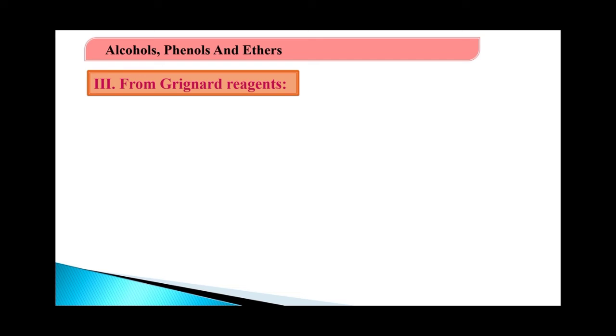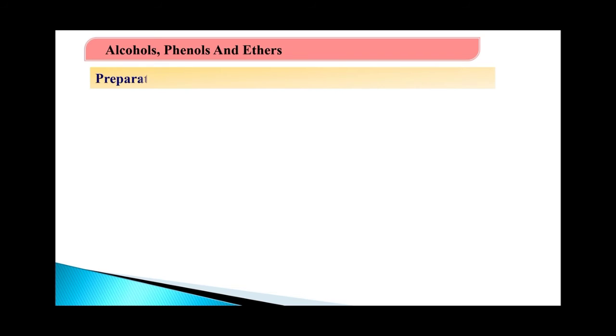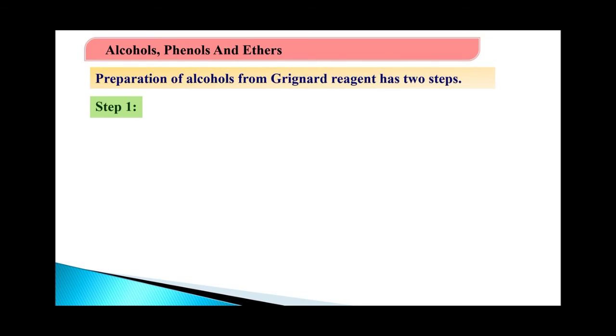The third method is using the Grignard's reagent. Grignard's reagents are alkyl or aryl magnesium halides. The general formula for the Grignard's reagent is RMgX. So aldehydes or ketones on reacting with Grignard's reagent gives rise to alcohols. Let us see the intermediate steps or the mechanism involved with the Grignard's reagent.